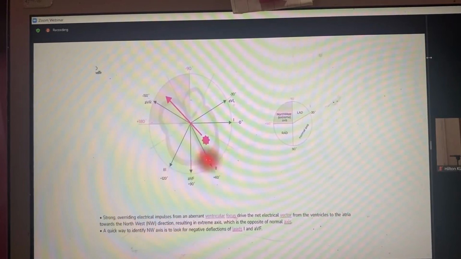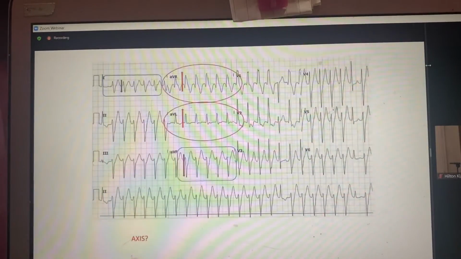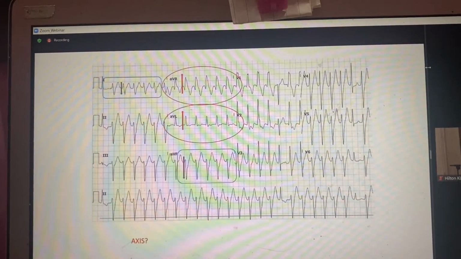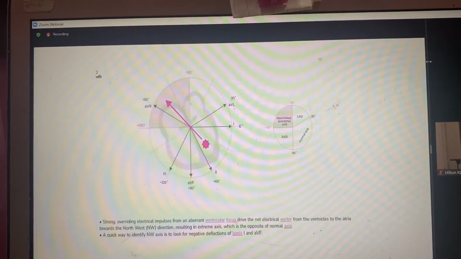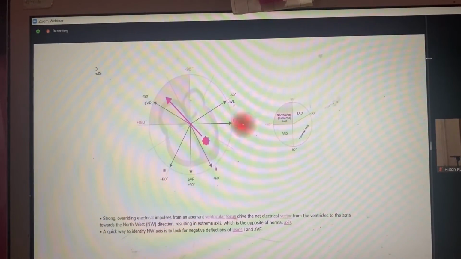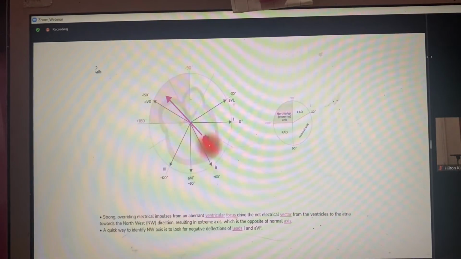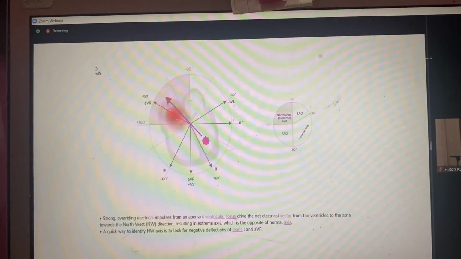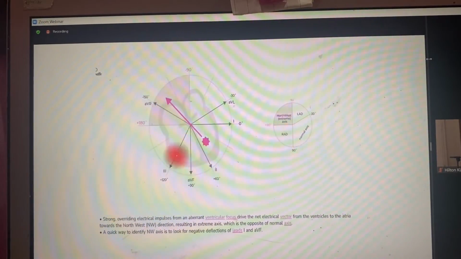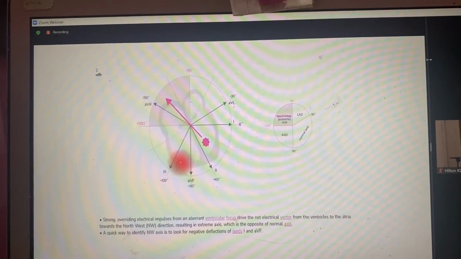Okay, and just now we saw lead 1 and AVF are pointing downward. So the foci is somewhere from here and it's going upwards. So this is ventricular in origin. So this is likely to be ventricular tachycardia.